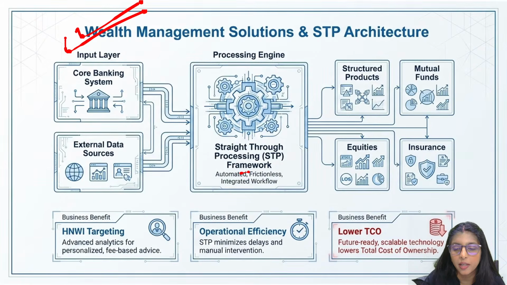Structural process, customized investment instrument, mutual fund, pooled investment managed by the expert, equities, direct stock market investment, insurance are like life insurance, protection for investment plans. These are basically output products. Input process, the engine, then we get the output.